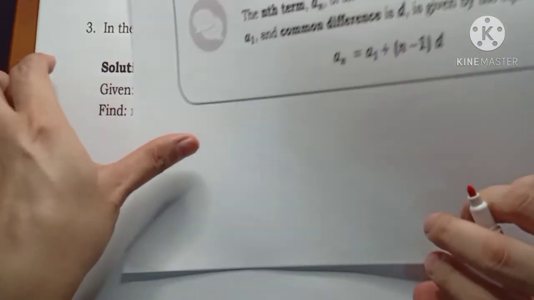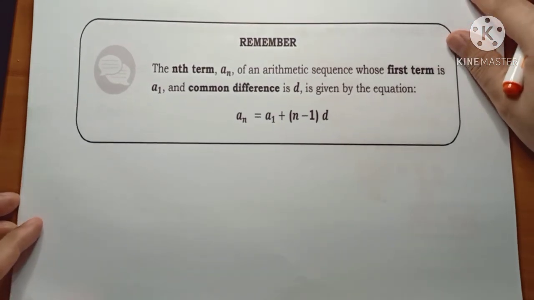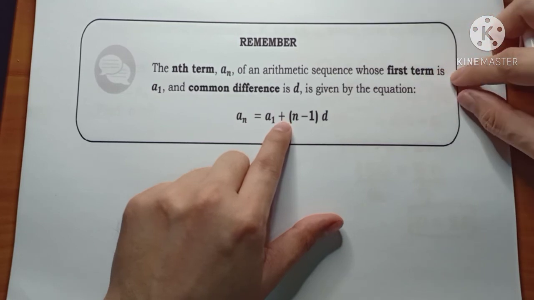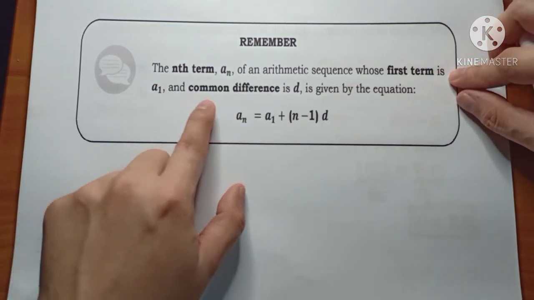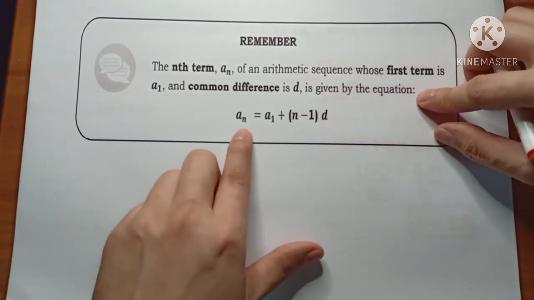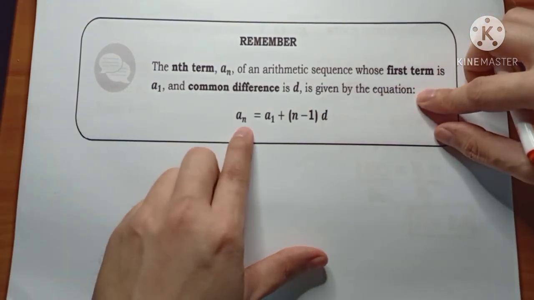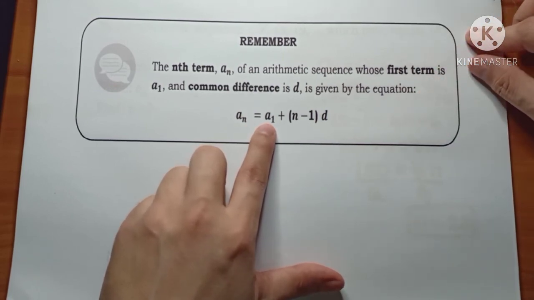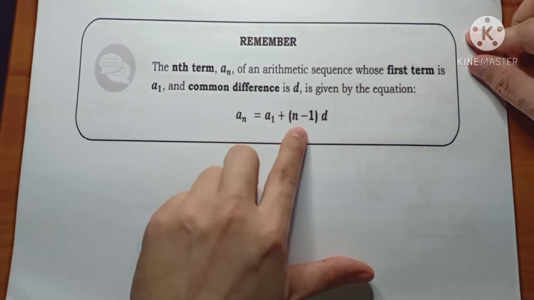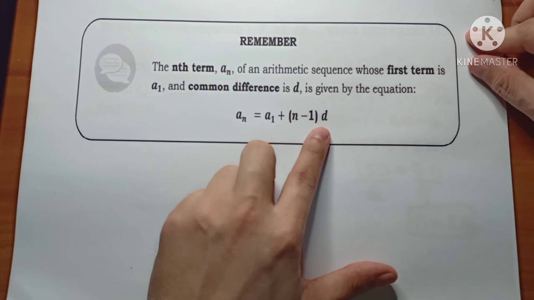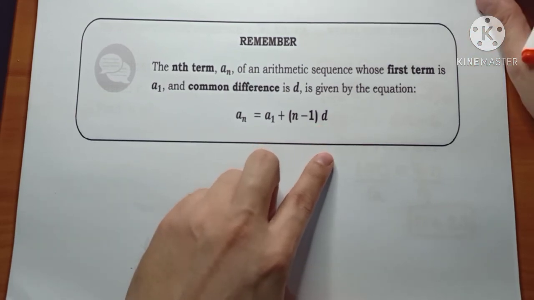So always remember, class, the nth term, a sub n, of an arithmetic sequence whose first term is a sub 1 and common difference is d, is given by the equation a sub n, which is the nth term, is equal to a sub 1, the first term, plus n, which is the number of terms, minus 1 times d, which is the common difference. Okay? So now, let's proceed sa ating let's practice.